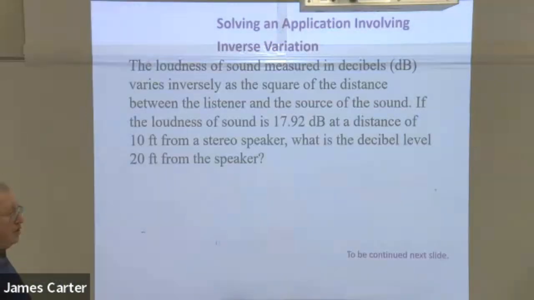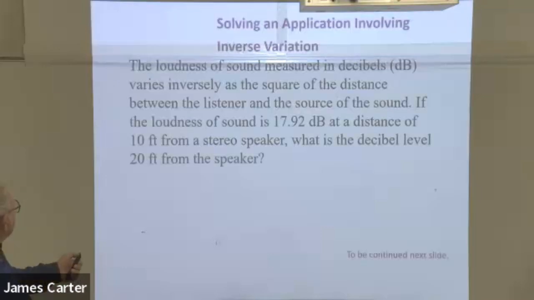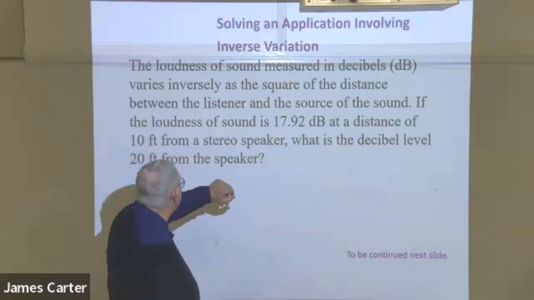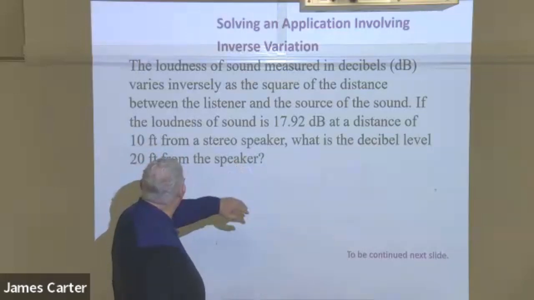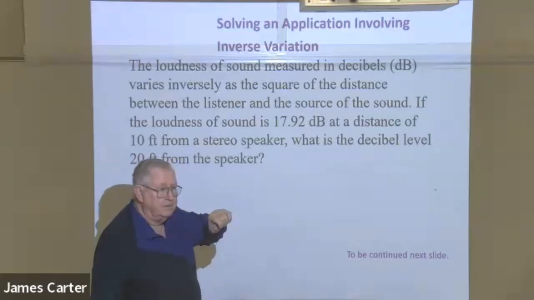Okay, this one I also have a true experience with. The loudness of sound measured in decibels varies inversely as the square of the distance between the listener and the source of the sound. If the loudness is so much at a distance of 10 feet from a speaker, what is the decibel when you're 20 feet or twice as far away?